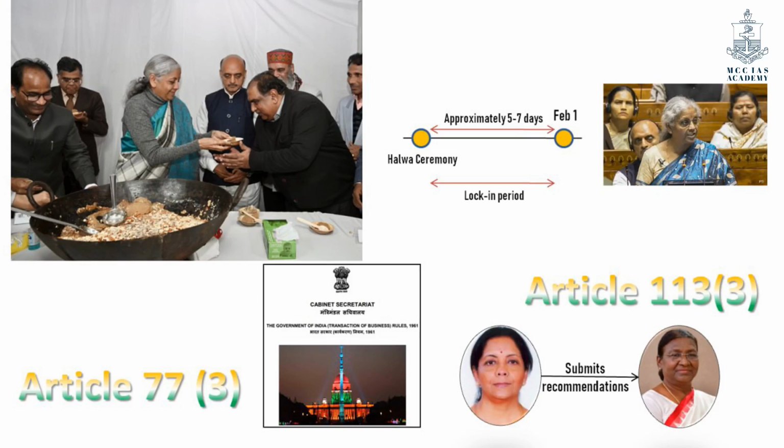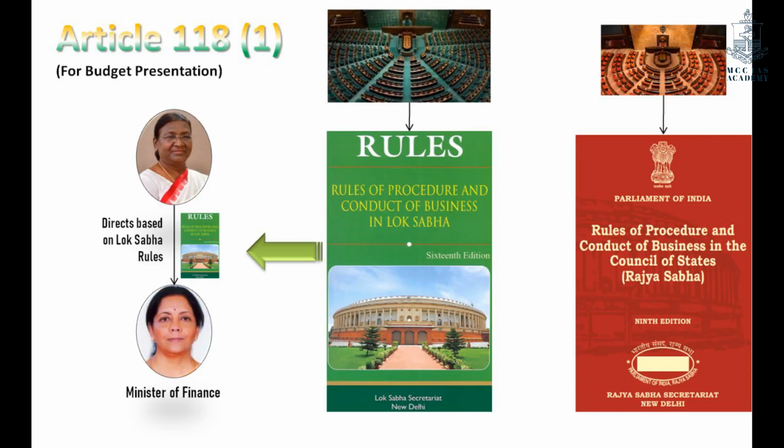Since Article 113, Clause 3 mandates that no demand for grant can be made except on the recommendation of the President, the Finance Minister submits the budget to the President as directed in the transaction of business rules after its preparation is completed. Budget presentation. As per the powers granted under Article 118, Clause 1, each House of the Parliament may make rules for regulating their procedure and the conduct of business, and as per the Lok Sabha rules, the President directs the Finance Minister to present the budget to the Parliament.